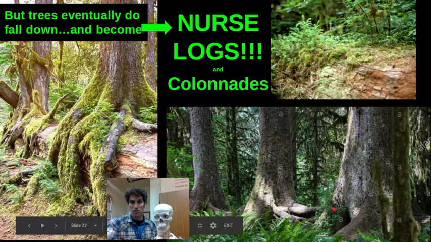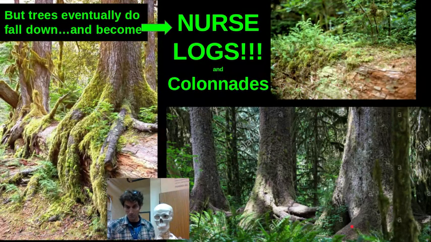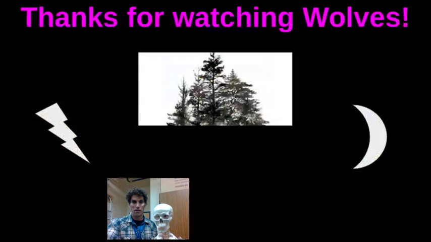And so the nurse log, the old tree that died long ago, has completely disappeared. And so if you see a real straight line of trees out in the woods, maybe that's what happened. Check to see if they've kind of been growing up on stilts like that, and the roots might be a little elevated like that. It's probably a nurse log that these trees got their start on. And those are called colonnades when they're all in a line like that.